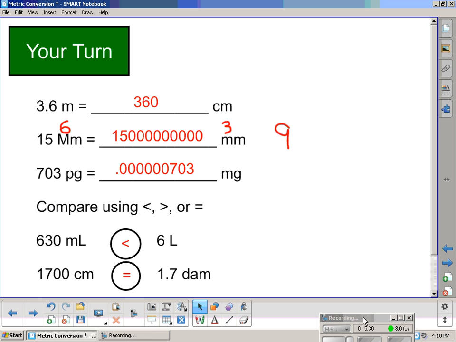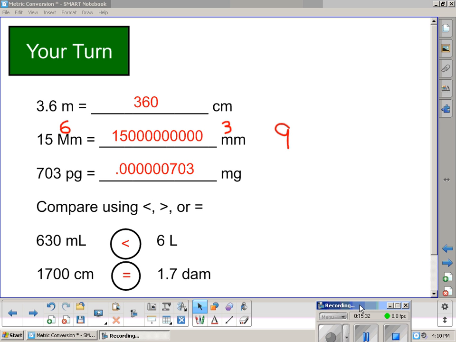Okay, so there's our video on metric conversions, and you'll be using this as we go through the term. It's kind of a basics, one of the starter videos we're going to have for the course, and I hope this helps you out and you understand how to do the assignments.